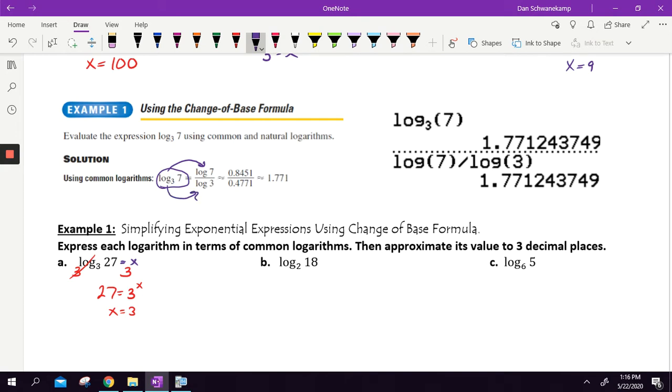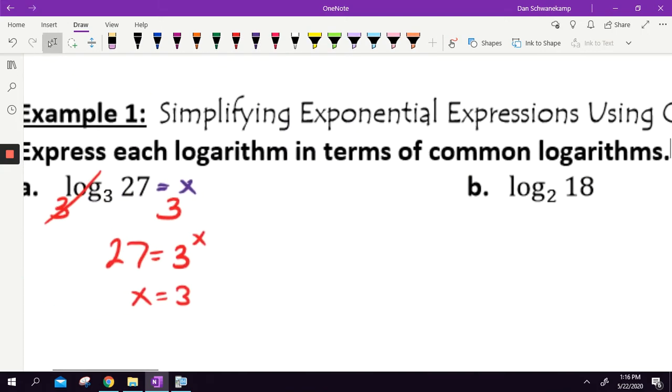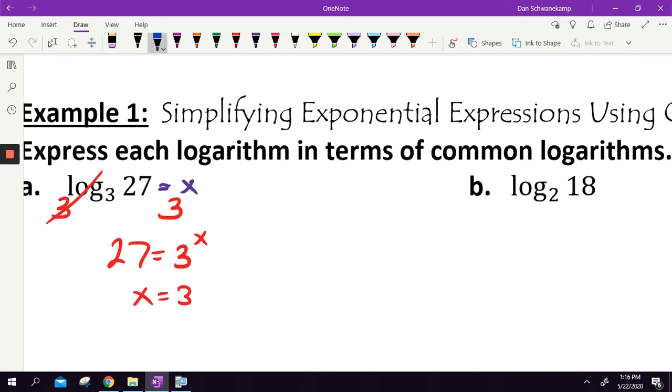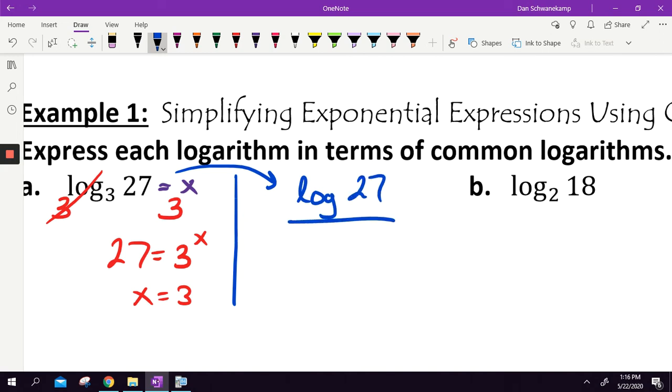So log base 10 of 7 divided by log base 10 of 3. That's going to get me my right answer. All right, so for example, on this one, log base 3 of 27, I'm going to do it the other way. I'm going to take the log of the argument, so the log of 27, divided by the log of 3. And that allows us to rewrite the base in a different way.